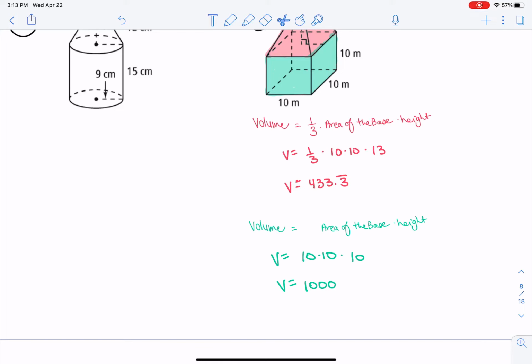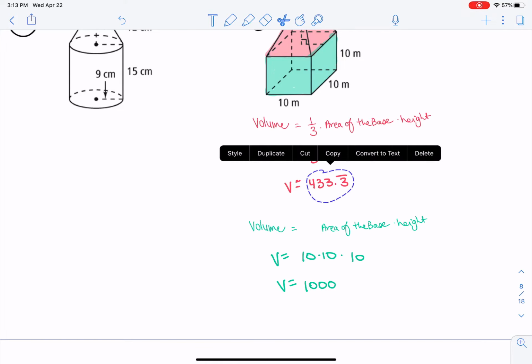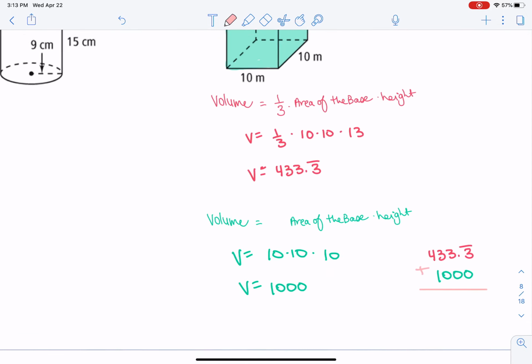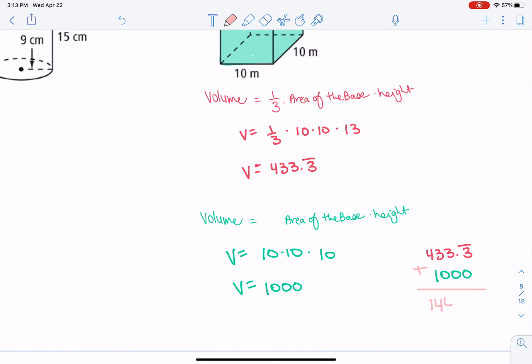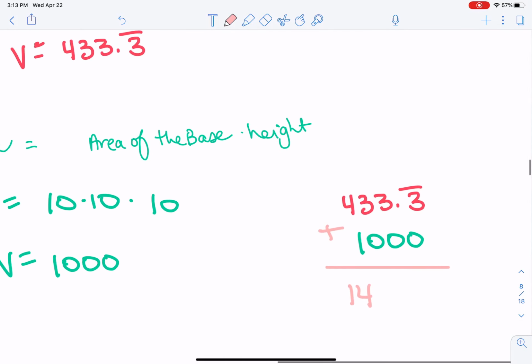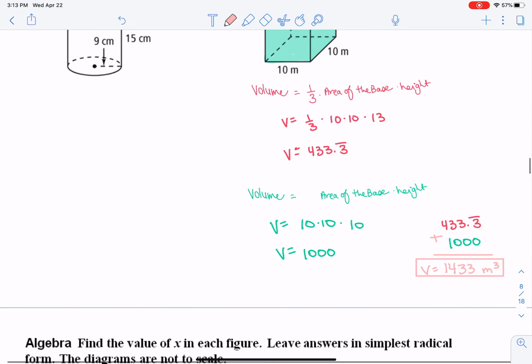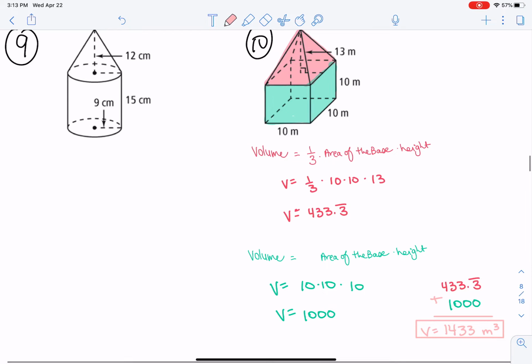All I've got to do to get the total, since it's a composite shape, we just have to add the volume. So this one plus this one is going to give us 1433. They said the nearest whole number, so 1433. And my units would be meters cubed. Because again, we're looking at how much water would fill up this shape, or oil, or that's kind of the point of the volume, is to figure out how much it will hold.